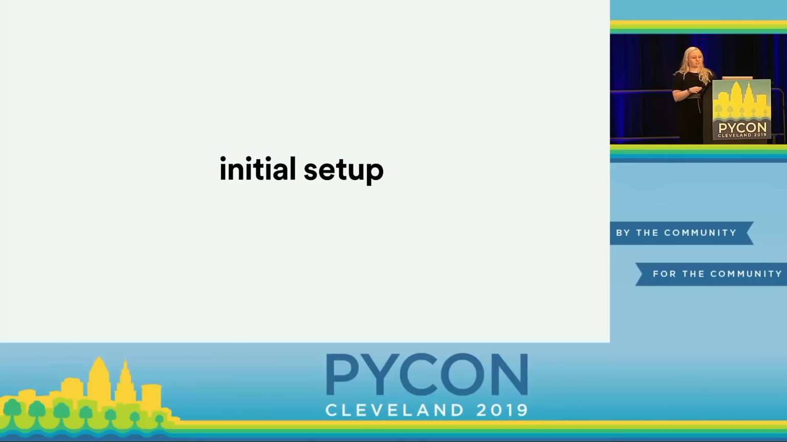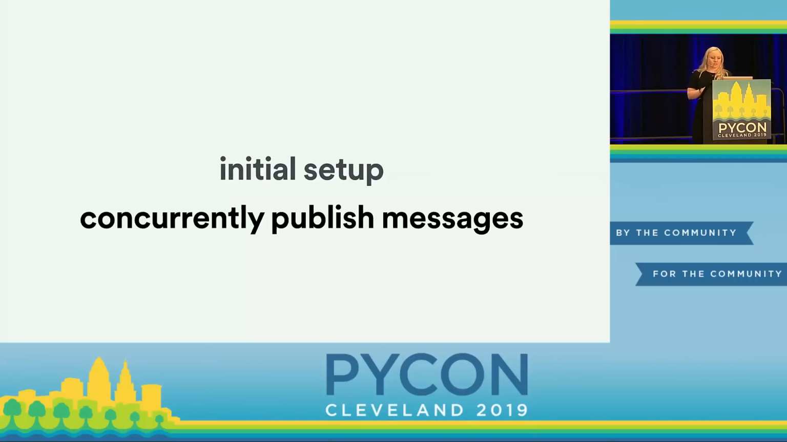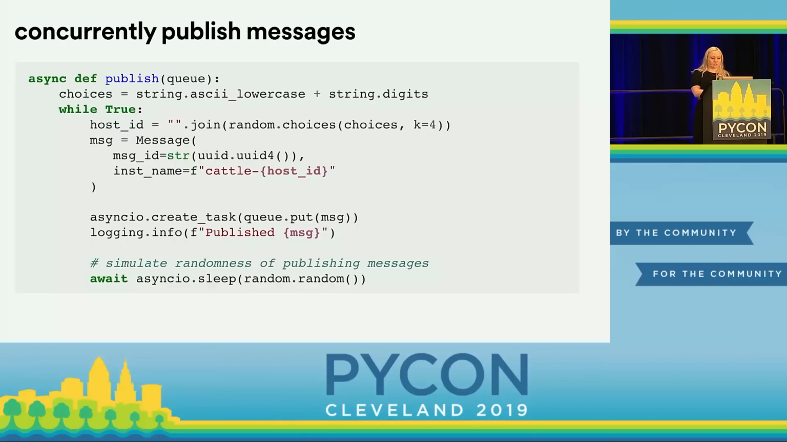So we're going to start off with some foundational code. We're going to write a simple publisher, and here's where we're going to start. We have a simple while true loop, a unique ID for each message to publish to our queue. I want to highlight that we're not using the await on the queue.put of a message.